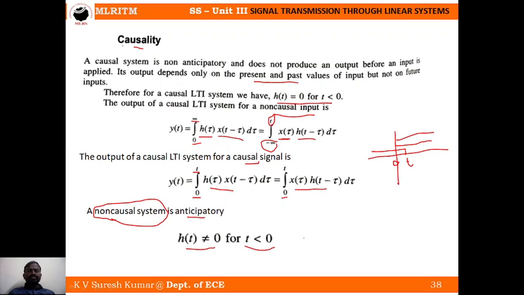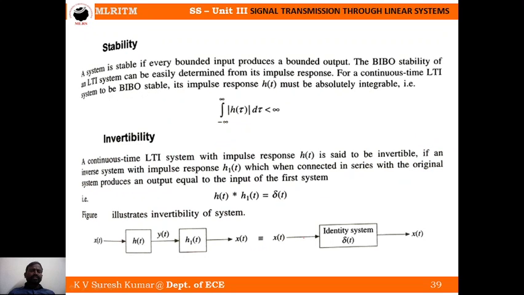non-causal systems. Okay, then coming to stability, we have already seen this stability condition: bounded input, bounded output. So bounded input, bounded output means the integral from minus infinity to infinity of modulus of h of tau d tau should be less than infinity. The value should be finite, then only we can say the given system is stable. If it is infinite, then it is unstable.